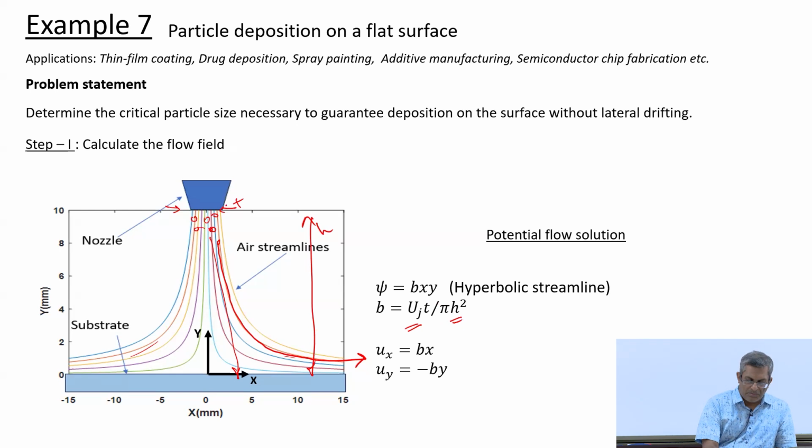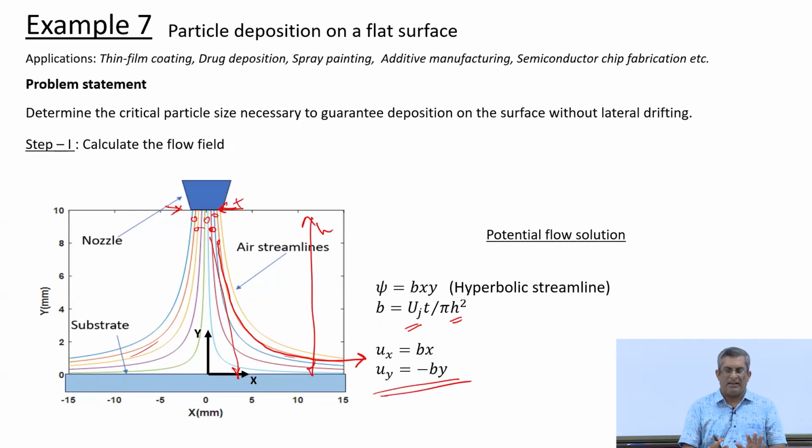This distance, the geometric parameter, is much smaller than the width of the jet perpendicular to the plane of the paper. So, it is a two-dimensional jet. For simplicity, we have considered this, but one can also consider a round jet. So, the potential flow theory gives this solution.